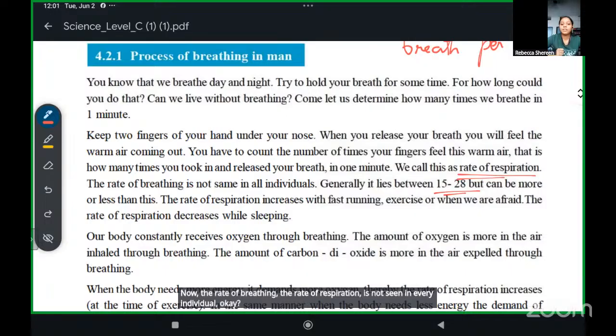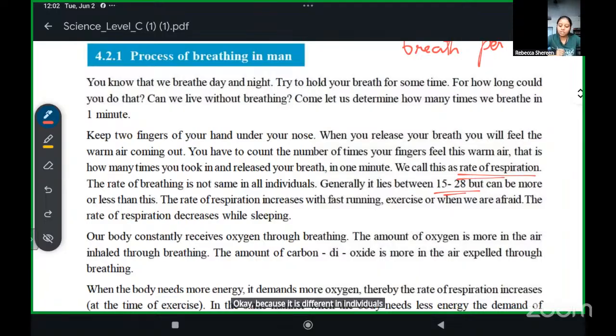If you want to compare Hannah and maybe Hannah's grandparents, it will be different. The number of breaths will be different because it is dependent on various factors, such as age, health issues, and fitness. Based on that, it differs between all individuals. If I compare my rate of respiration and your rate of respiration, it will be different, because it is different in individuals.